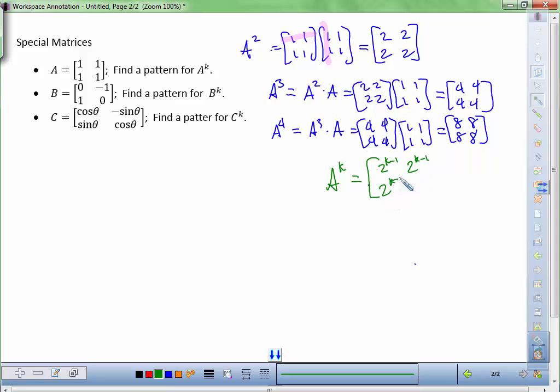Can I write this a little bit easier or neater? Factor out the scalar, right? How do we factor out the scalar? You just take it out. 2 to the k minus 1. And what do we have left? 1, 1, 1, 1, which is the A matrix, right?